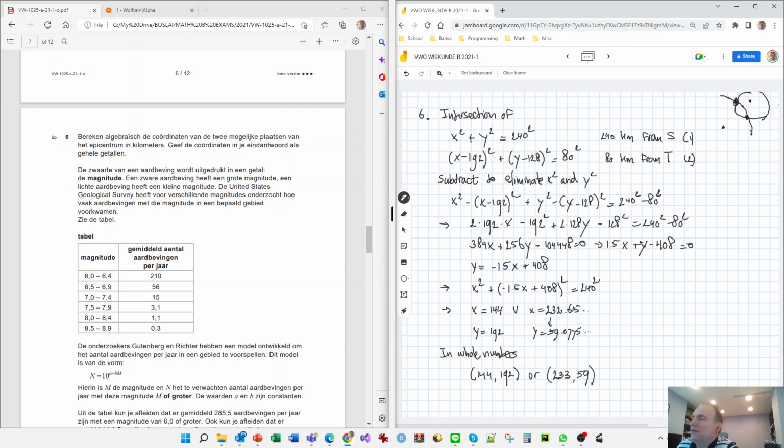And now we just substitute it back into our equation for y. Don't substitute back in here, that becomes more complicated. We already know the relation between y and x. And then they're asking for whole numbers, so you get these two coordinates.